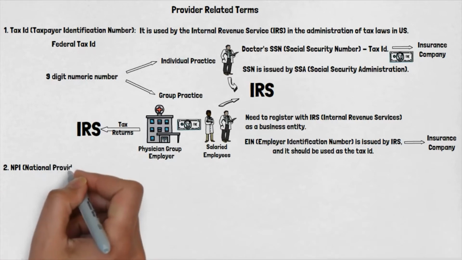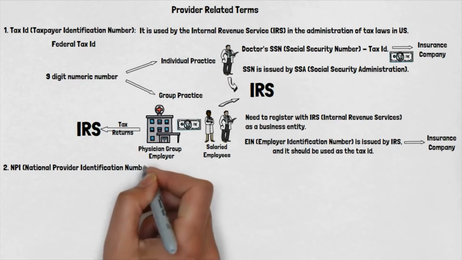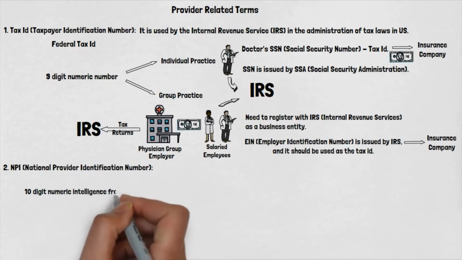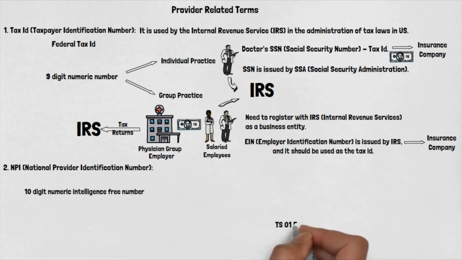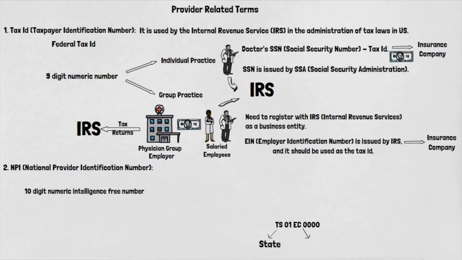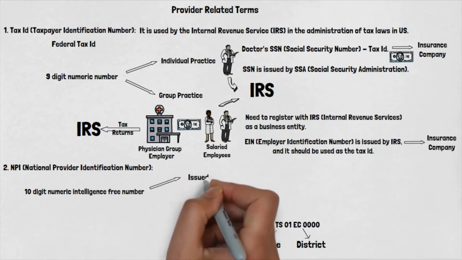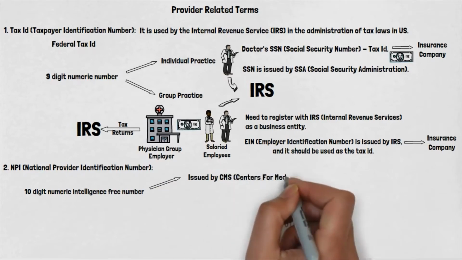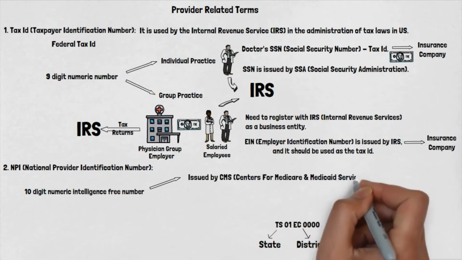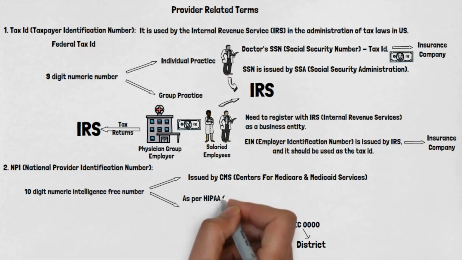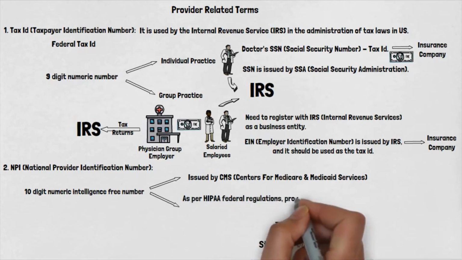The second one is NPI, which is National Provider Identification Number. The NPI is a 10-digit numeric intelligence-free number. What is an intelligence-free number? When you look at a vehicle number plate, the first two letters indicate the state, and the other two letters indicate the district to which the vehicle belongs. But an NPI number does not provide any additional information about the doctor, like which location the doctor practices in or what kind of doctor he is, whether a PCP or a specialist. This NPI is issued by CMS, which is Centers for Medicare and Medicaid Services.